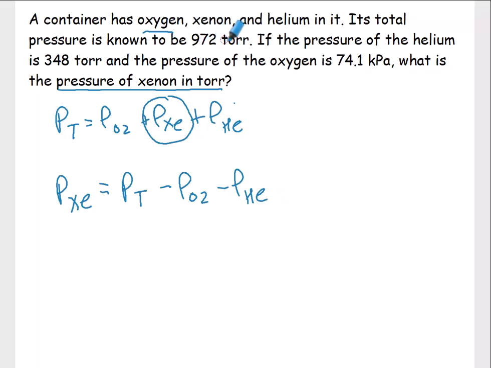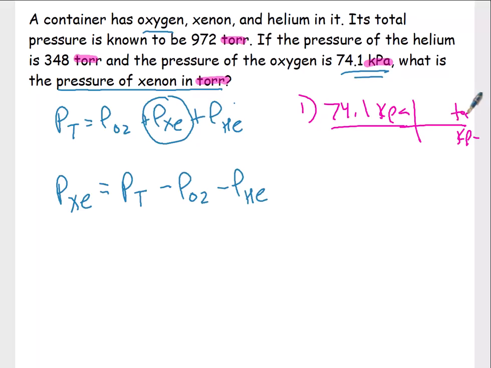If we look at it though, we have torr, kPa, torr, and we want our answer in torr. So this one is not in the right unit. So the first thing you need to do is convert your 74.1 kPa to torr, just like we did a few minutes ago. Once you get that answer, that was our pressure of oxygen, so that's going to go right here. And then you can solve for the pressure of xenon. So go ahead and pause the video and try solving for your pressure of oxygen and then your pressure of xenon. Restart when you finish or if you get stuck.